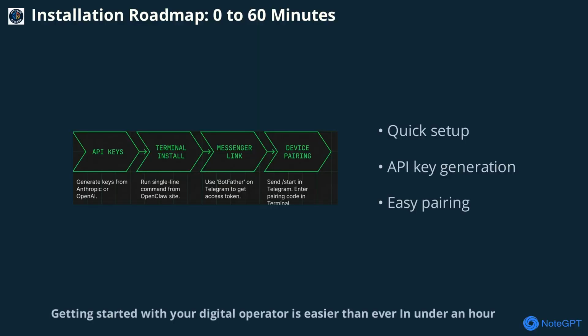Getting started with your digital operator is easier than ever. In under an hour, you can generate API keys, run a single-line install command, and link your AI to messaging platforms like Telegram. Device pairing is straightforward, and the process is designed to be accessible even for those with limited technical experience. With clear instructions, you'll have your AI up and running in no time.